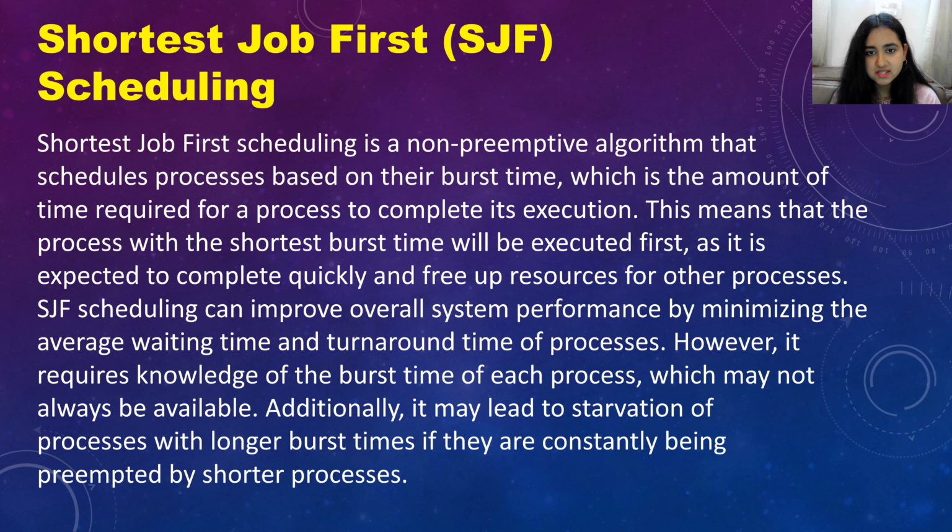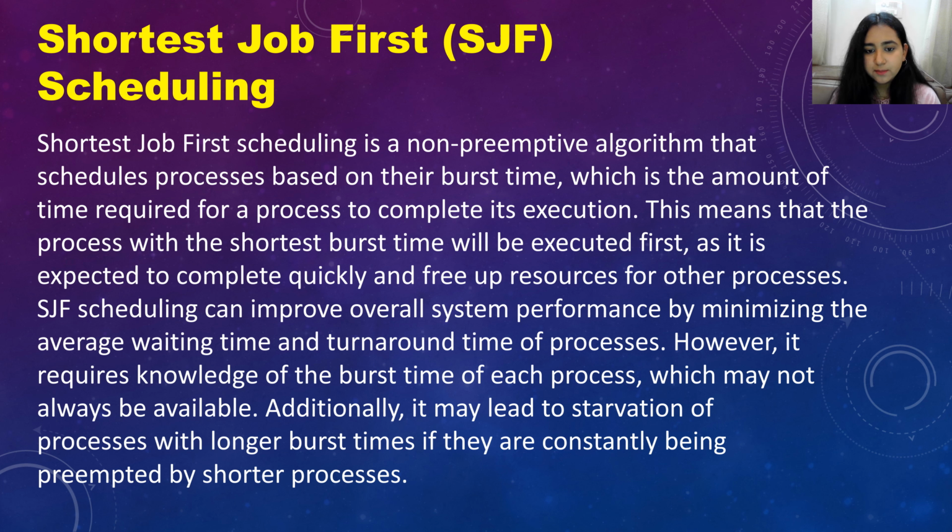Shortest job first, SJF scheduling. Shortest job first scheduling is a non-preemptive algorithm that schedules processes based on their burst time, which is the amount of time required for a process to complete its execution. This means that the process with the shortest burst time will be executed first, as it is expected to complete quickly and free up resources for other processes.